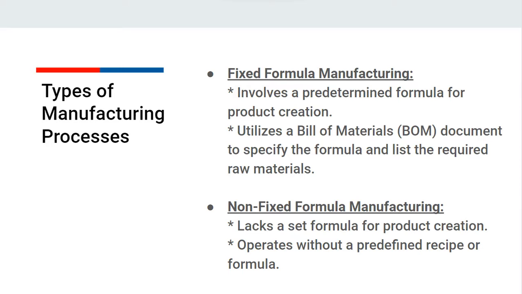So speaking from a business perspective, in case where there is a fixed formula for manufacturing a product, we create a bill of material. This document specifies the formula and details the necessary raw materials. For example, if we are to make a shirt, the BOM would outline the required raw materials such as cotton fabric, buttons, threads, and so on. We will discuss the creation of a bill of material.